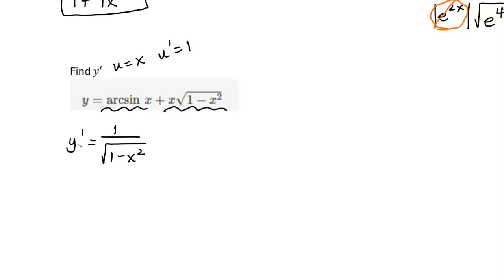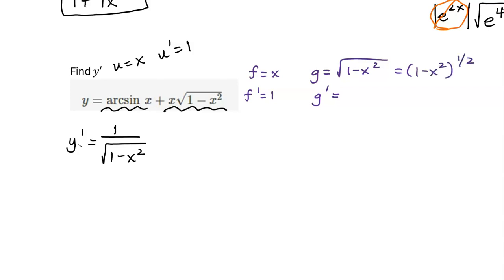To take the derivative of the second term, I'm going to need to use the product rule, where f is x and g is the square root of 1 minus x squared. I'll take f prime and g prime. Make sure that you use the chain rule when you're taking g prime to end up with a negative 2x divided by 2 multiplied by the square root of 1 minus x squared. So I'm using the chain rule or the general power rule there. I'll simplify g prime by canceling out the 2's and leaving us with negative x divided by the square root of 1 minus x squared.